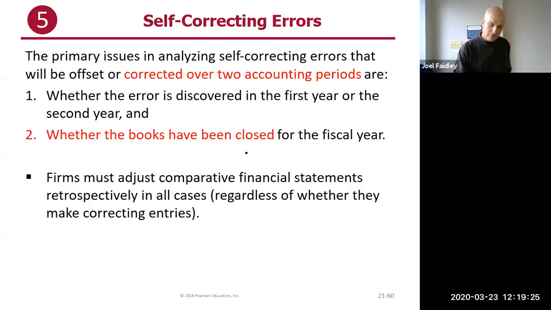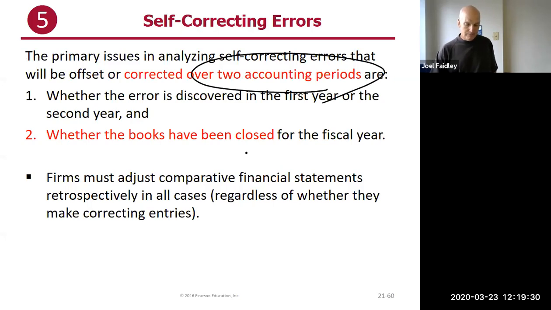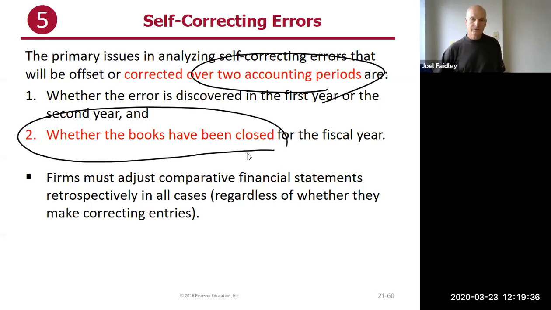They do a better job. Two accounting periods, no matter what that is. Self-correcting. That was what I just went through. Self-correcting. And the real key there: have the books been closed? They've not been closed, like that March and April example I gave you back here.